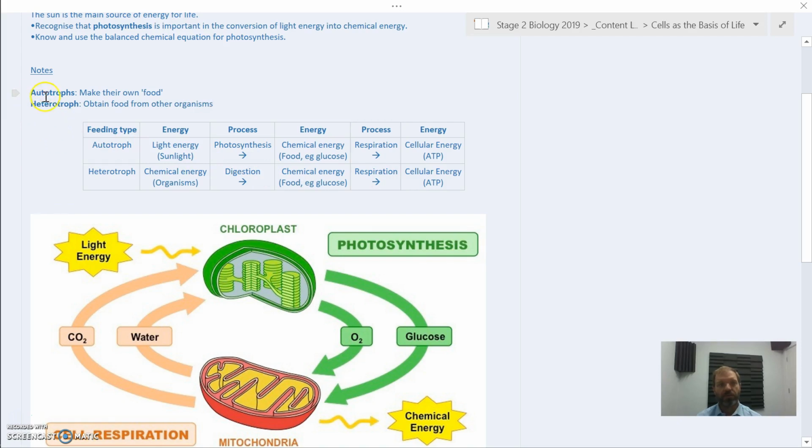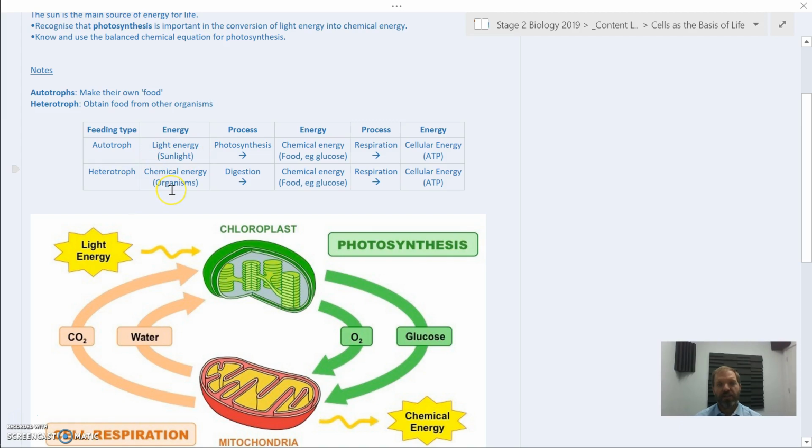Autotrophs and heterotrophs. Autotrophs make their own food, heterotrophs obtain food from other organisms. Generally, when we're looking at autotrophs, we might be talking about plants, although some microorganisms are also autotrophs. The initial source of energy here is light energy from the sun. They use a process of photosynthesis to turn that light energy into chemical energy, stored in the bonds of high energy food molecules such as glucose. They then use the process of respiration to convert that chemical energy to a different type of chemical energy that cells can use, called cellular energy, or stored in the molecule ATP.